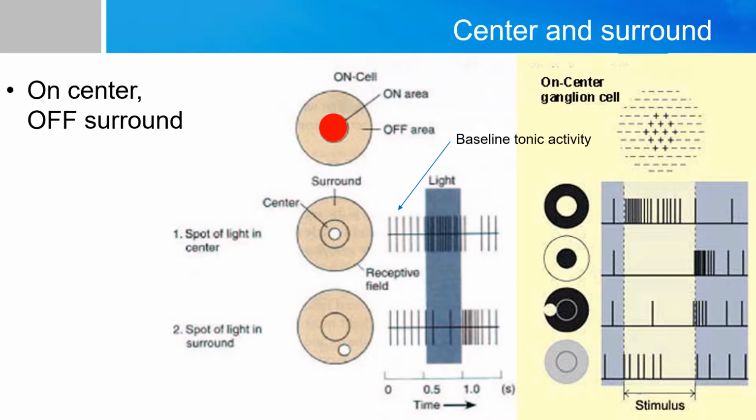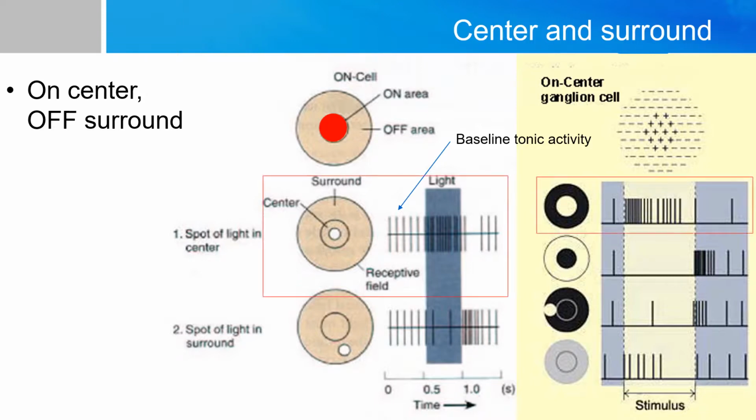The light shining on the center of a bipolar cell's receptive field and light shining on the surround produce opposite changes in the cell's membrane potential. The diagram here uses an on-center with an off-surround bipolar cell as an example. When monitored at rest, there is a tonic baseline firing when there is no light.